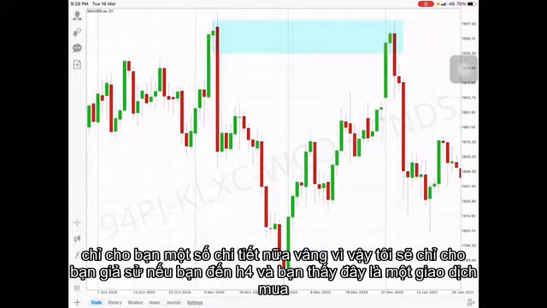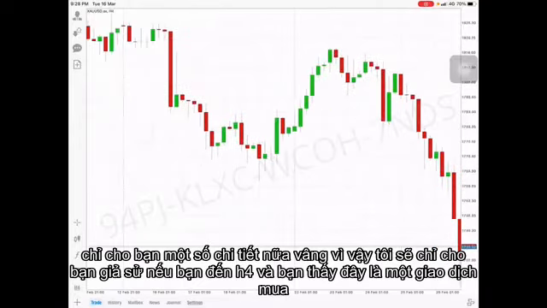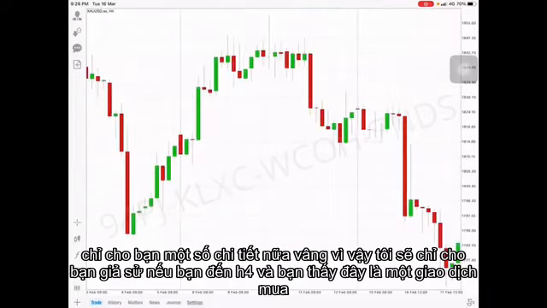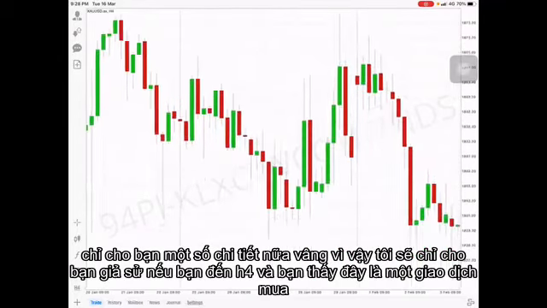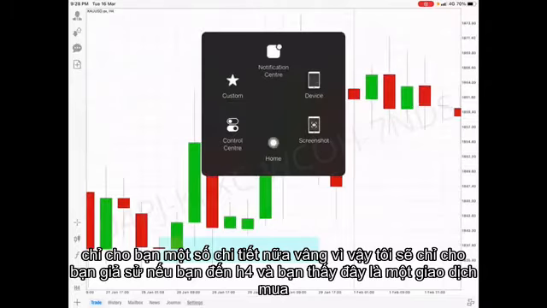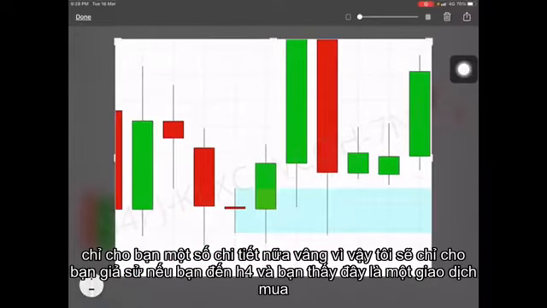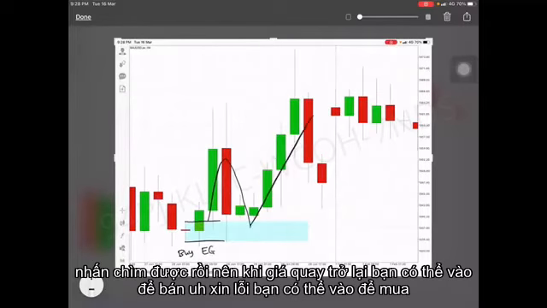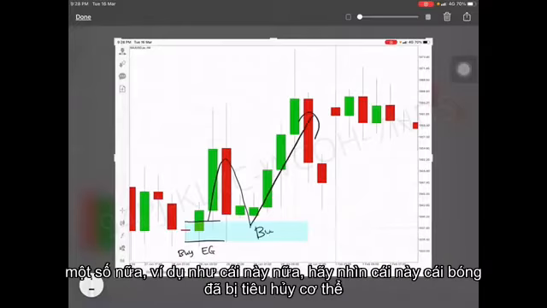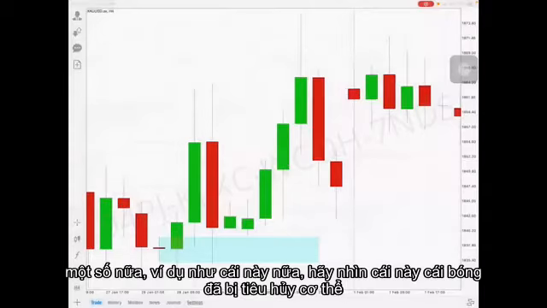Yes, so I'll show you. Let's say if you go to H4, like this. Do you see this? This is a buy engulfing. So when the price comes back, you can entry for buy. Some more.